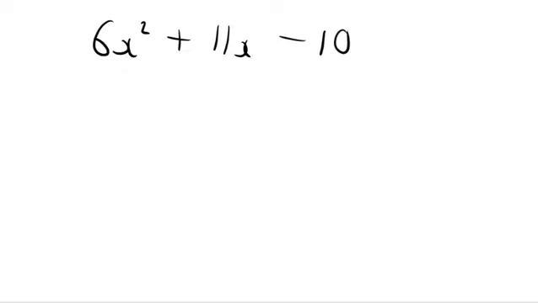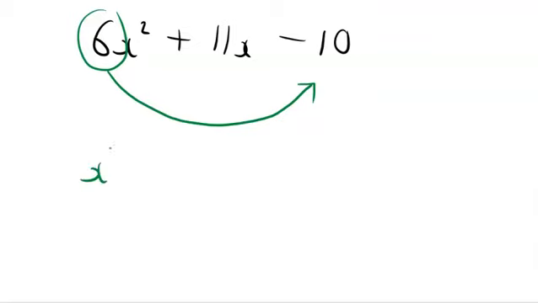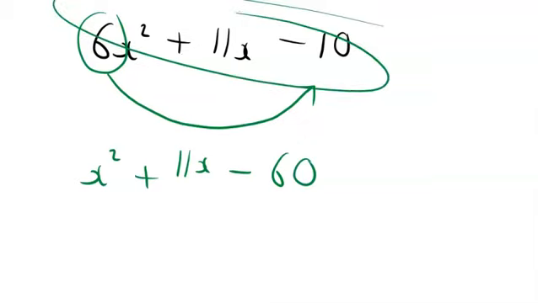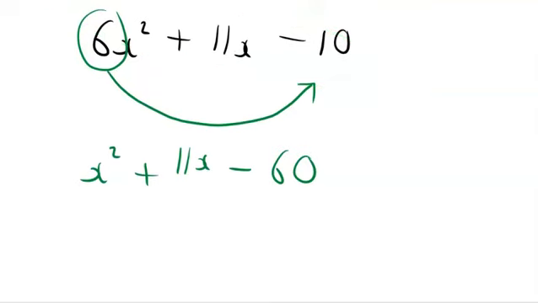So one trick you can use here is take the 6 and multiply it by the minus 10 and make the x squared 1. Sounds a bit strange, but it does work. So convert this here into that, where the a is now 1. Next step, factorize this like before.